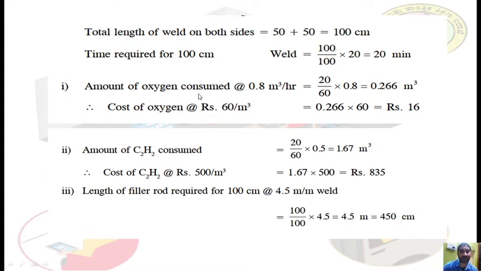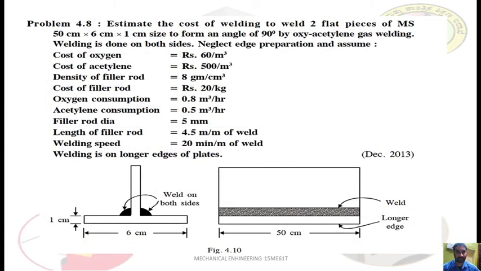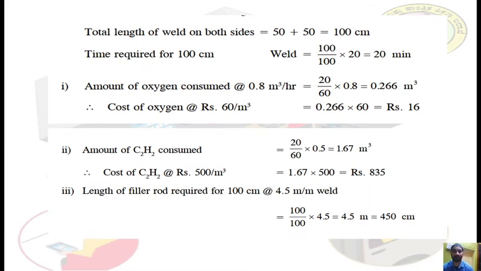The amount of oxygen consumed is 0.8 meter cube per hour. So if we weld for 1 hour we require 0.8 meter cube of oxygen, but our welding time is not 1 hour, it is just 20 minutes. So we have to convert this into hours, 20 by 60, multiplied by 0.8, that will give you 0.0266 meter cube of oxygen.